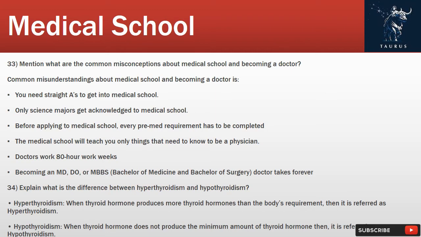34. Explain what is the difference between hyperthyroidism and hypothyroidism. Hyperthyroidism: when the thyroid gland produces more thyroid hormone than the body requires, it is referred to as hyperthyroidism. Hypothyroidism: when the thyroid gland does not produce the minimum amount of thyroid hormone, it is referred to as hypothyroidism.